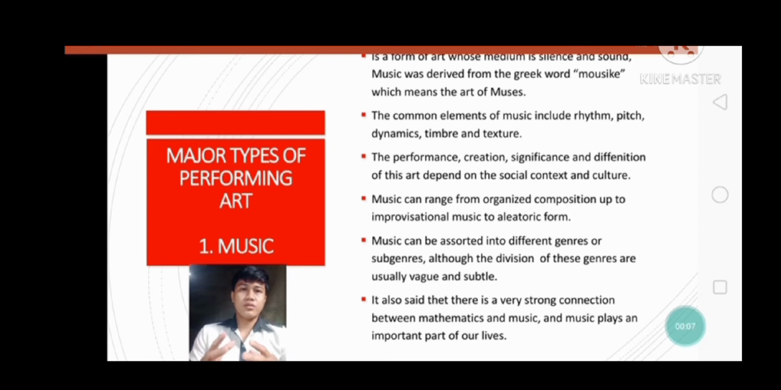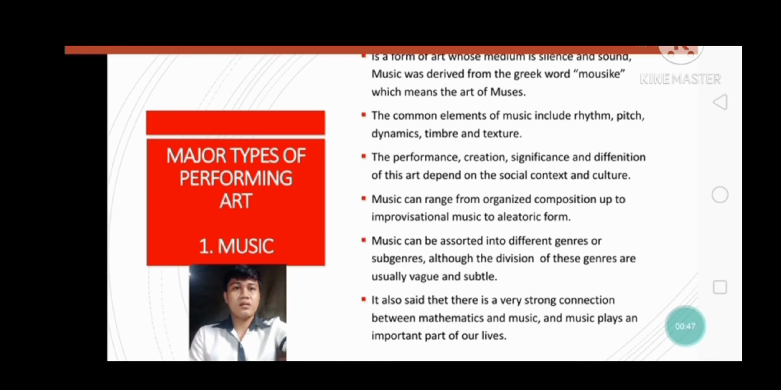So it is the choice of the composer what sounds or what genre to make. Some music is hard to understand, as to what its purpose is. And then the strong connection between mathematics and music: yes, because music has pitch, timbre, and other elements that you need to count to have a good sound. It plays an important part in our lives because some music is related to real life.